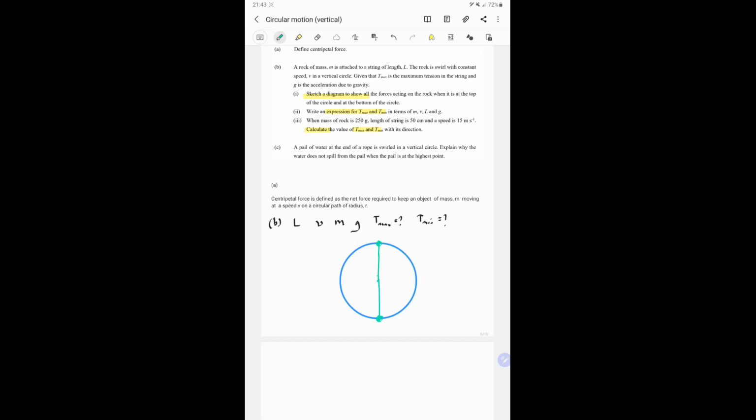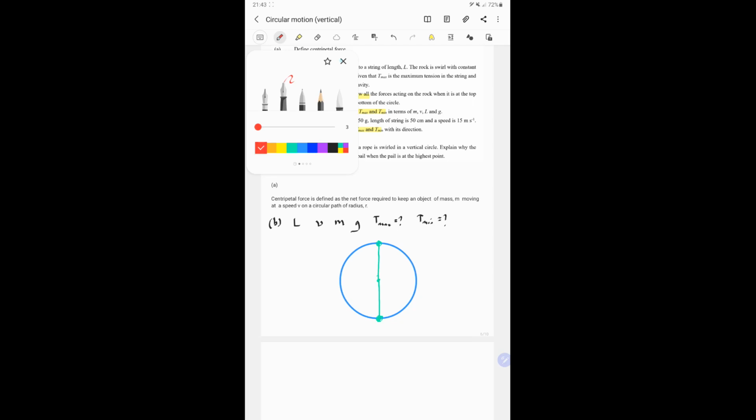Okay, so this is the center. Alright. Now, sketch a diagram to show all the forces acting on the rock when it is at the top of the circle and at the bottom of the circle. Okay, what forces do we have now?